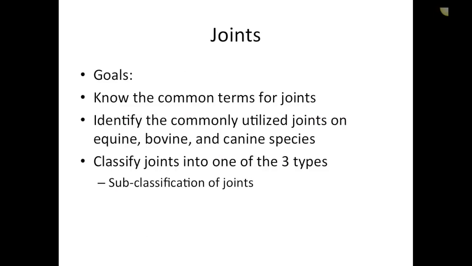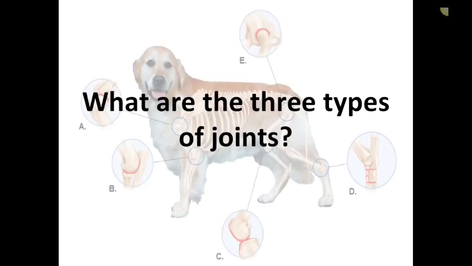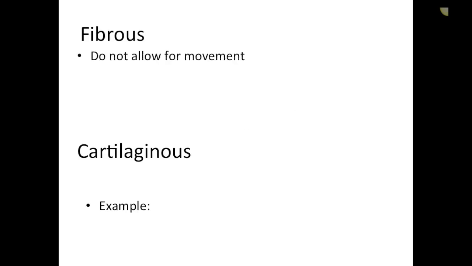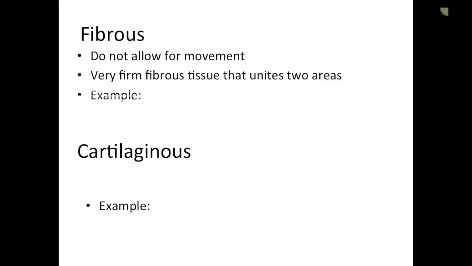Joints, the goals: know the common terms for the joints. Identify the commonly utilized joints on equine, bovine, and canine species, and classify the joints into one of the 3 types. I also want you to subclassify the joints as well. So the 3 types of joints, we've got fibrous, cartilaginous, and synovial. So fibrous do not allow for movement. Very firm fibrous tissue that unites 2 areas.